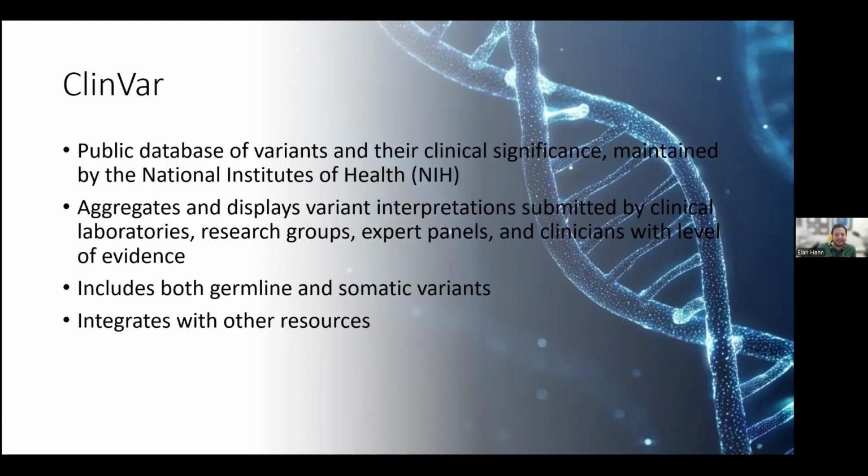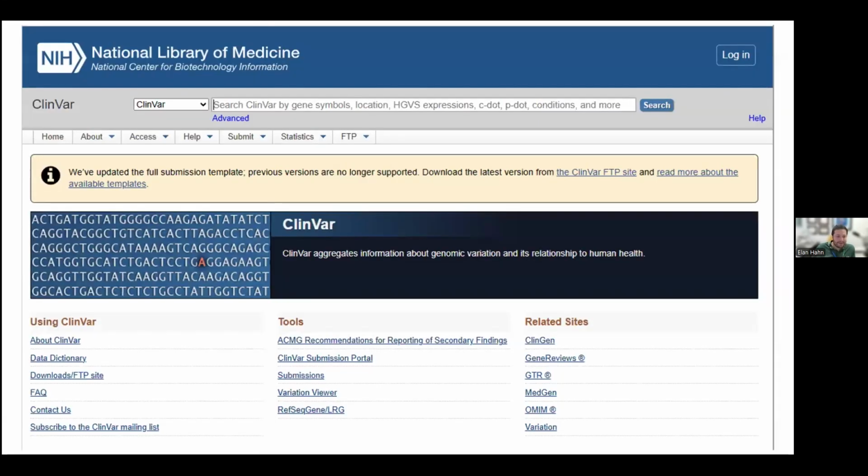So you need to look carefully at the date and level of evidence of a submission and use it in conjunction with other resources. Some rare variants may have an oncogenic entry from a long time ago that hasn't really been confirmed. So this is not to be trusted blindly. It includes both germline and somatic variants, and it integrates with other resources as well. So this is what the front page looks like.